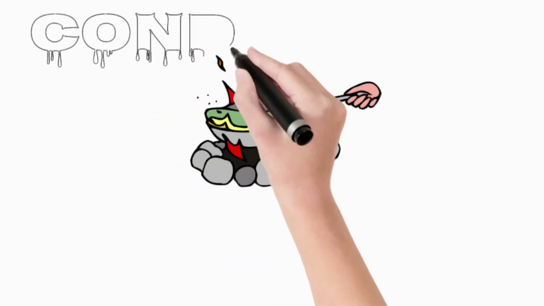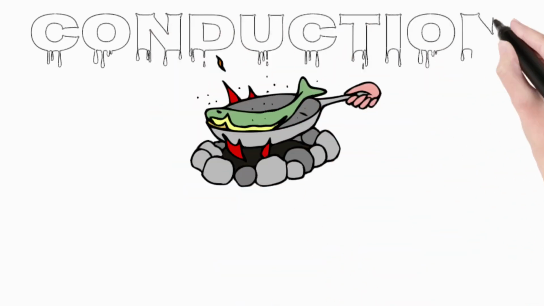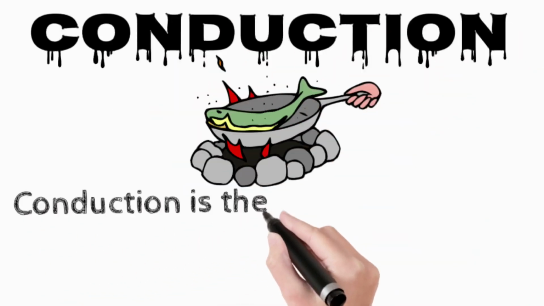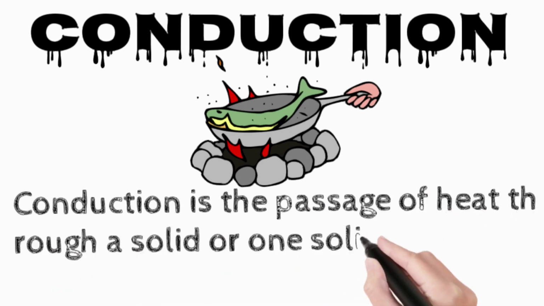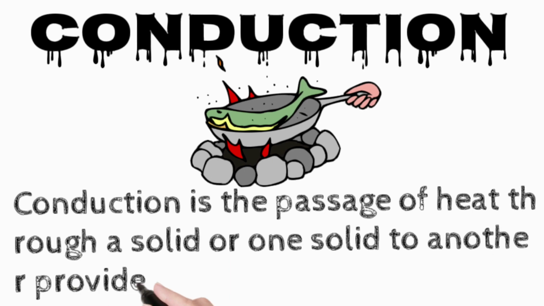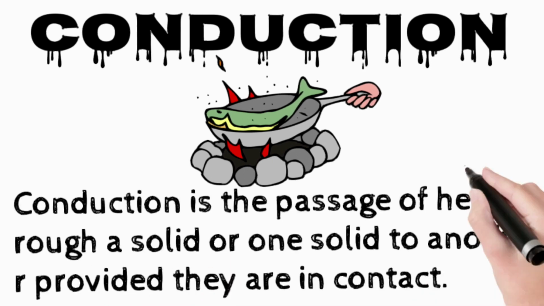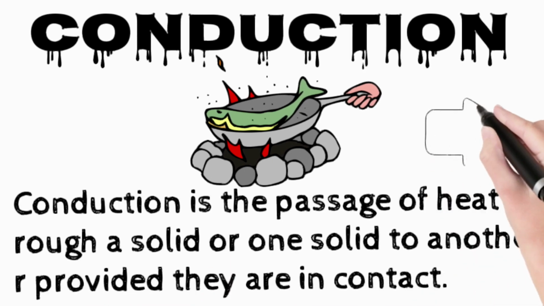Conduction is the passage of heat through a solid or from one solid to another, provided they're in contact, meaning a pot on a hot plate. Copper heats up very quickly and evenly but does not retain heat well. Stainless steel, iron and ceramic cookware, on the other hand, retain heat well.